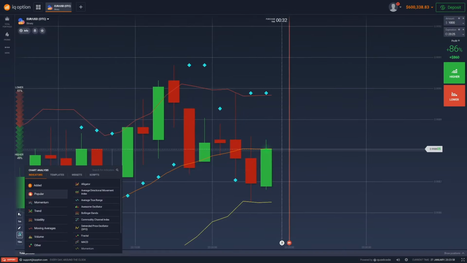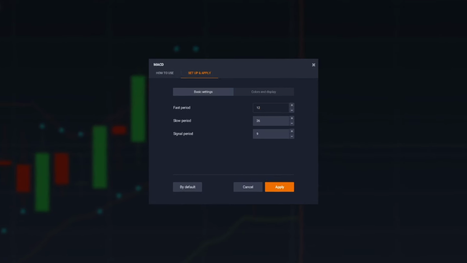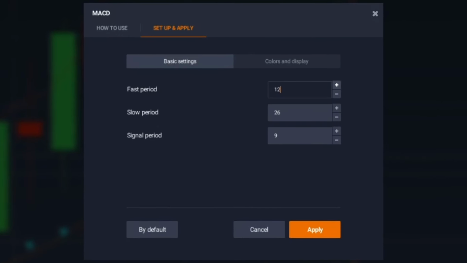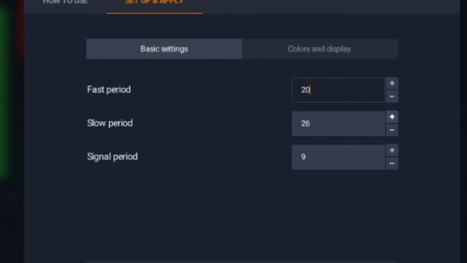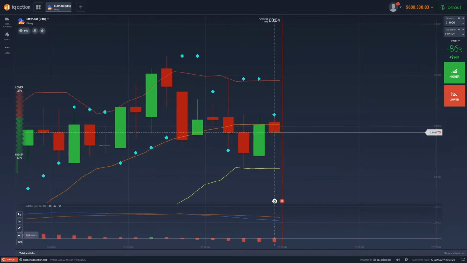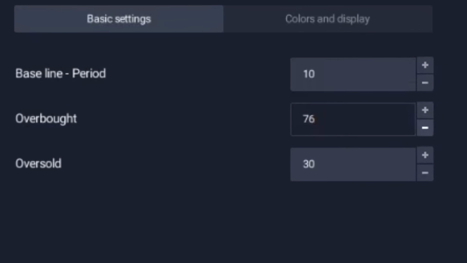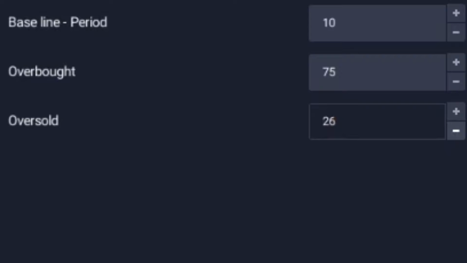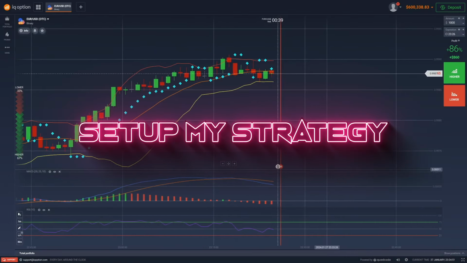The next indicator is MACD. Since we are using EURUSD, here the fast period and the signal period must be different. So the fast period must be 20, the slow period should be over 20, in my case I'm choosing 25, and the signal period should be 10. And the fourth and last indicator is RSI. The period here should be 10, the overbought level should be 75, and the oversold level should be 25. With this, I'm done setting up my strategy and I'm ready to start trading.